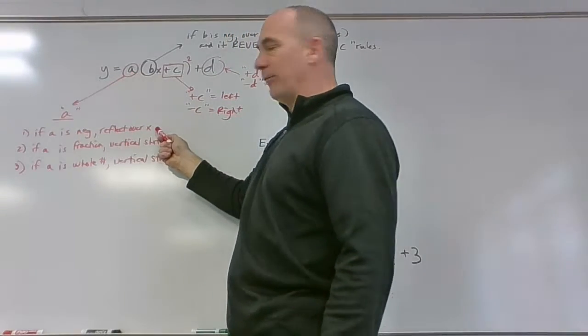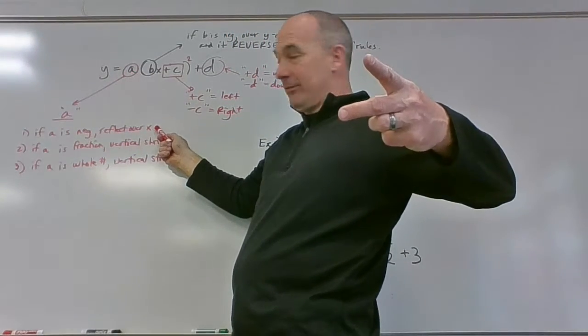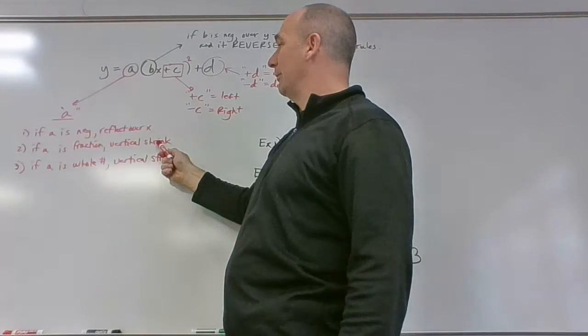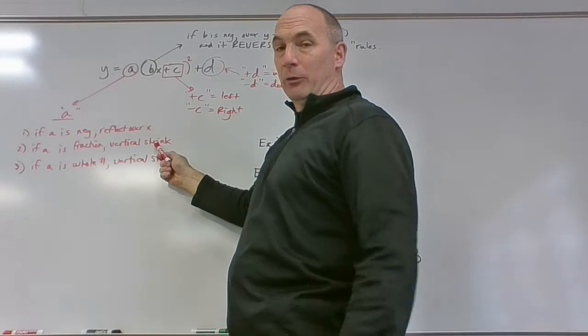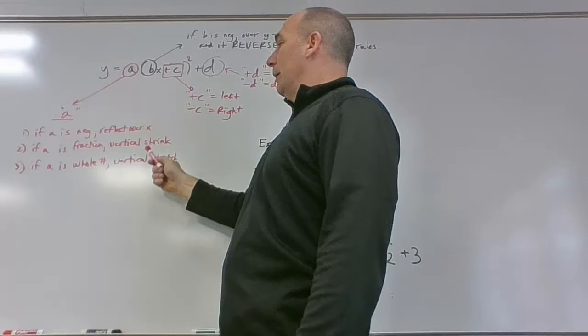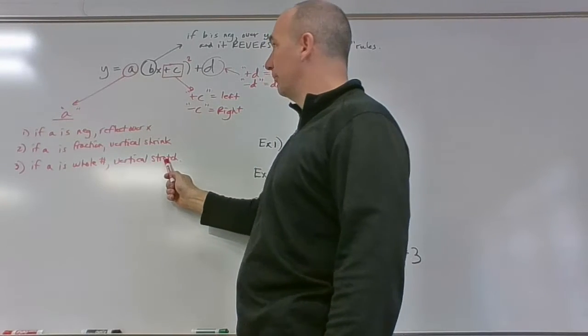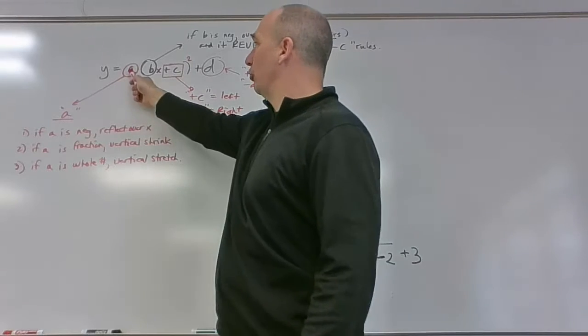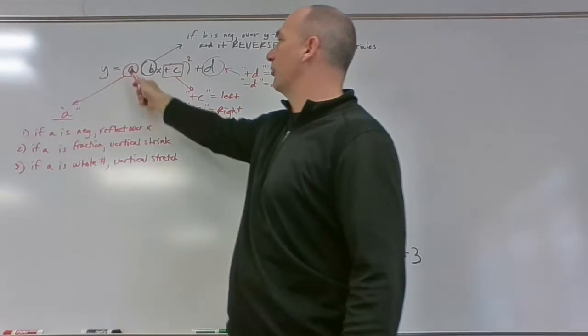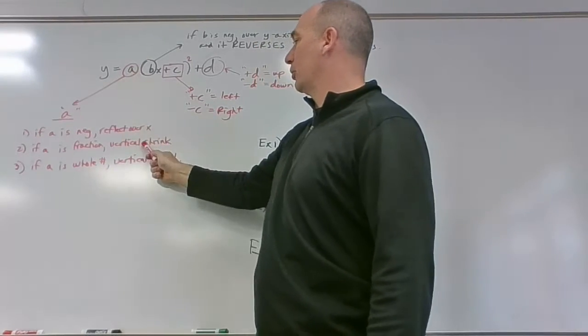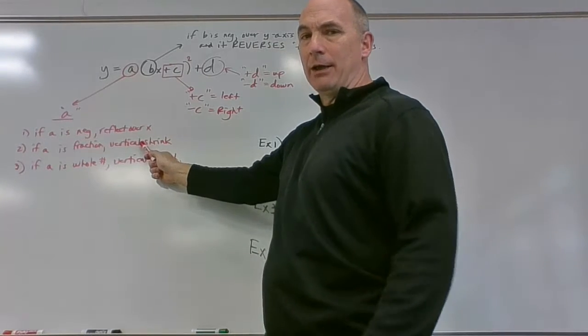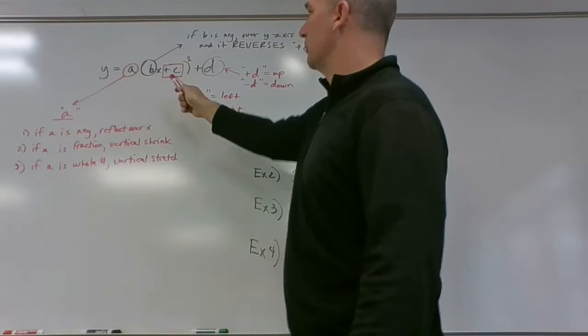If A is negative, you're going to reflect it over the x-axis. If A is a fraction, there's going to be a vertical shrink. We're going to talk about that. If A is a whole number, there's going to be a vertical stretch. So if this is a 2, there'd be a vertical stretch. If this is 1/2, there'd be a vertical shrink. Let me go ahead and go on to letter B.